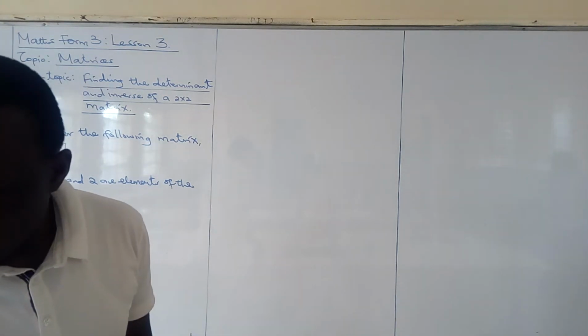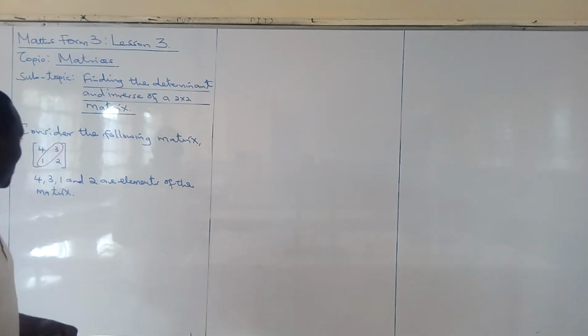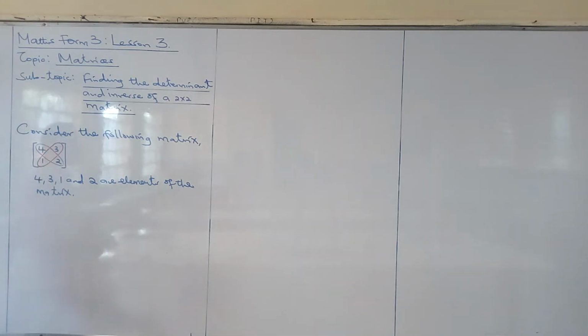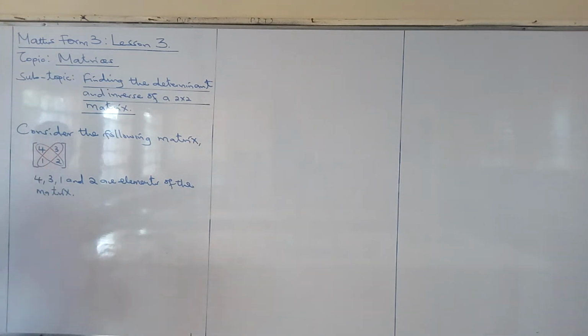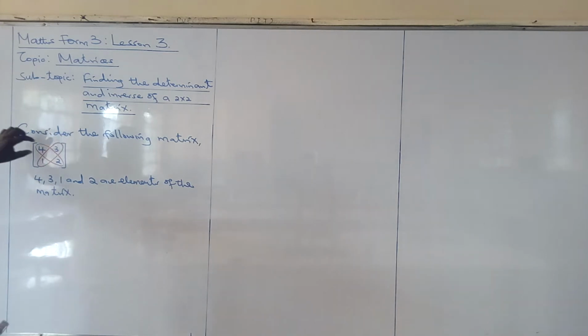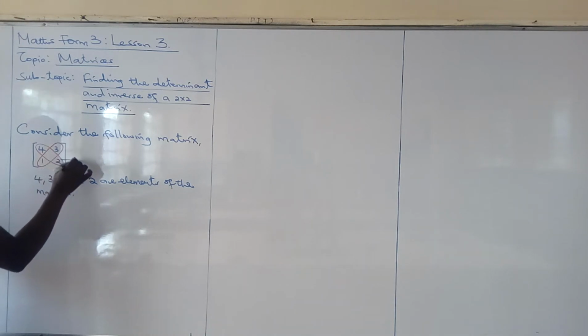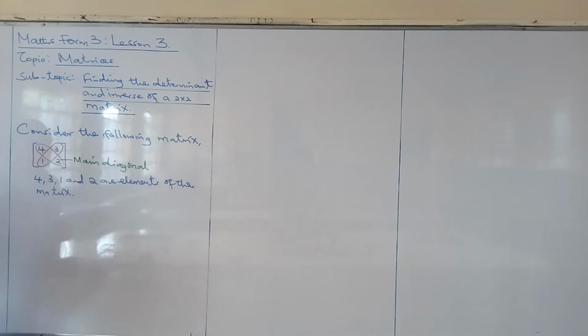There's something I want to show you again. Let's look at this. In the matrix, we call that one a diagonal. We have another diagonal here. So in our 2 by 2 matrix, we have 2 diagonals. Namely, the one which starts from the top of our left towards the bottom of our right, we call it main diagonal. That's what we call main diagonal.